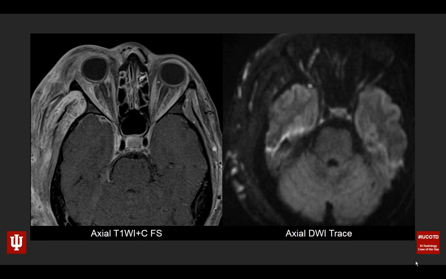So I have just two images for you to look at today. The image on the left is an axial T1 weighted image, post-contrast, fat-saturated image, and the image on the right is an axial diffusion weighted image. It's the diffusion trace. So again, post-contrast, axial T1 with fat saturation on the left, axial diffusion trace on the right.